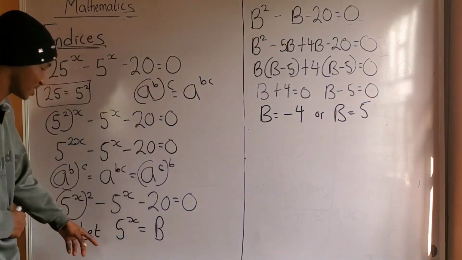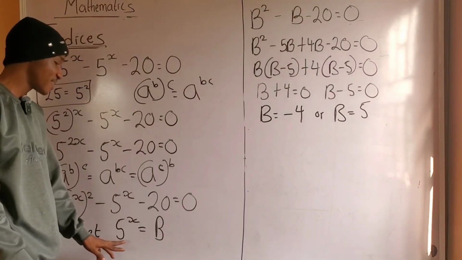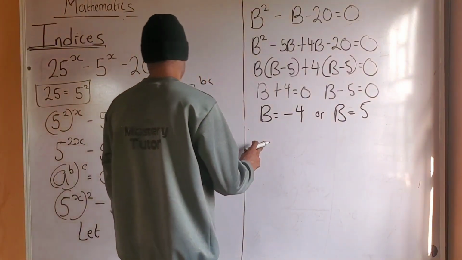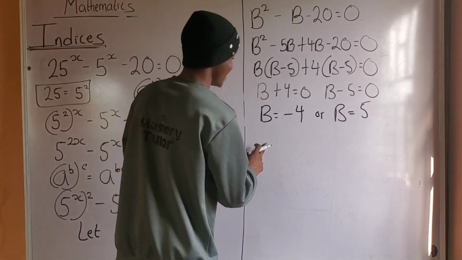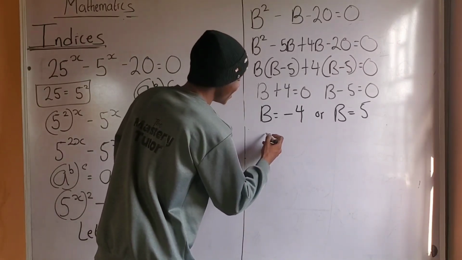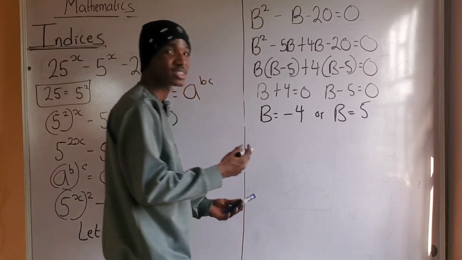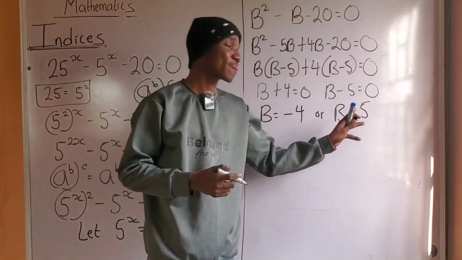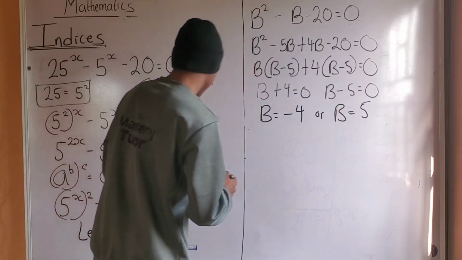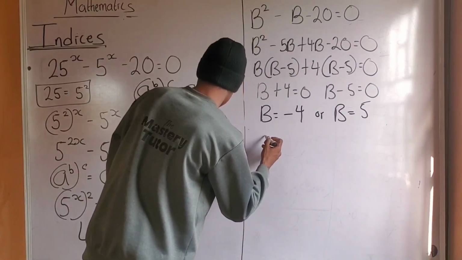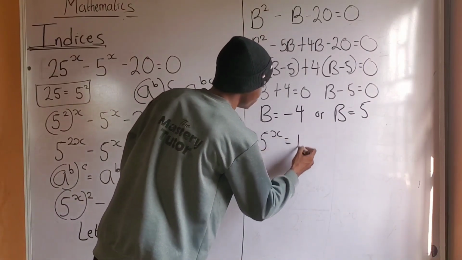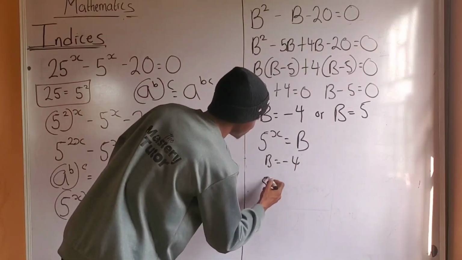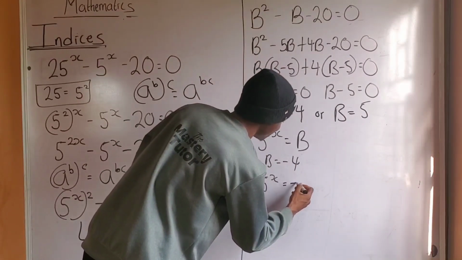So you go back to this. Since you've already said, let 5 raised to the power of x equal b. When b is negative 4, please pay attention. We want to examine two conditions now. We have two values of b, which is what? Negative 4 and 5. So we want to examine. When b is negative 4, I'm going to have 5 raised to the power of x equals b. b equals negative 4. 5 raised to the power of x equals negative 4.